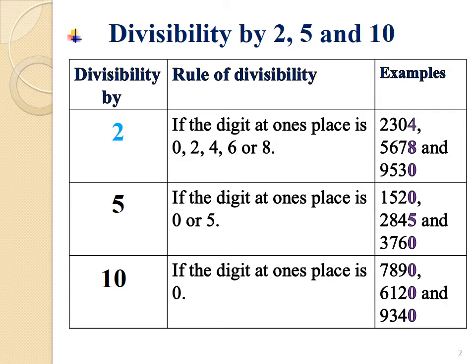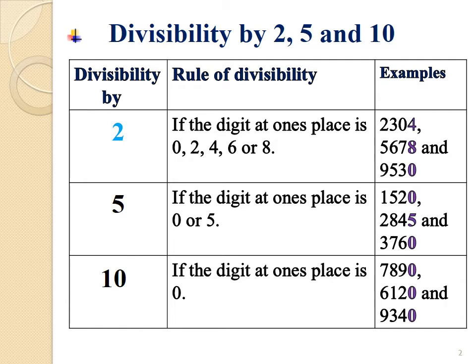Example, 2304, 5678 and 9530. Students, these numbers are divisible by 2 as these numbers are even numbers. Also, the digits in ones place of these numbers are 4, 8 and 0 respectively. So, all these numbers are divisible by 2.